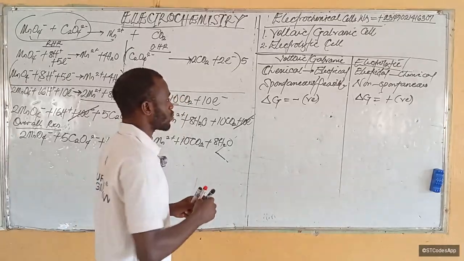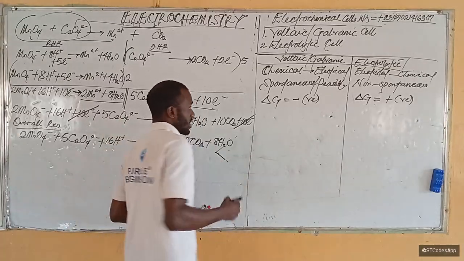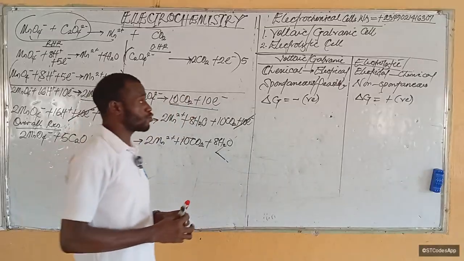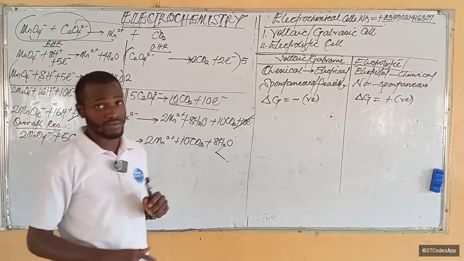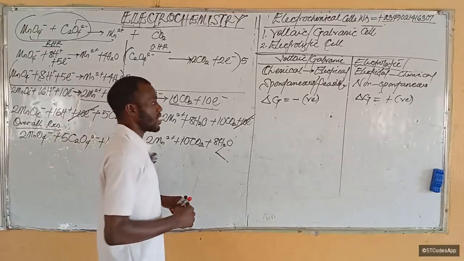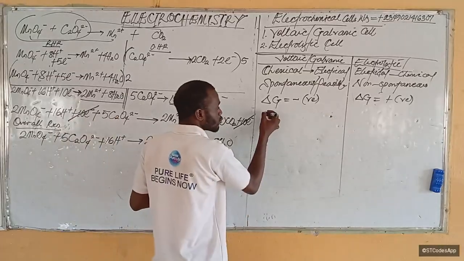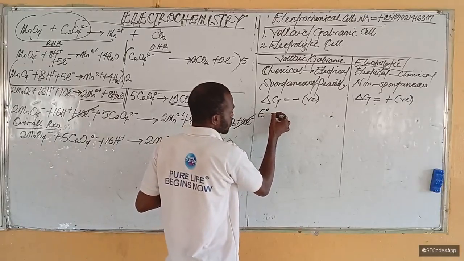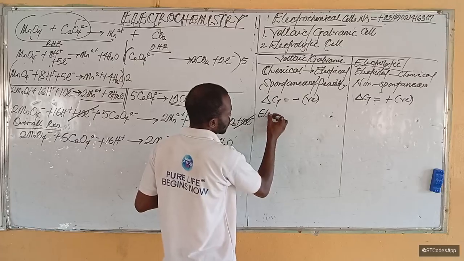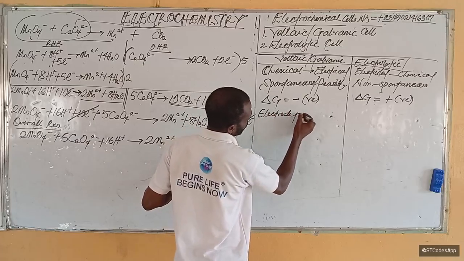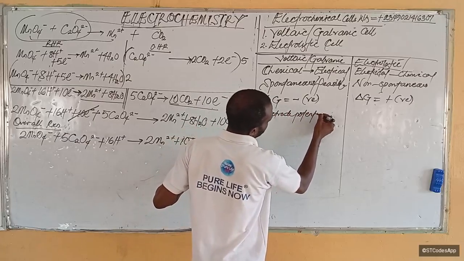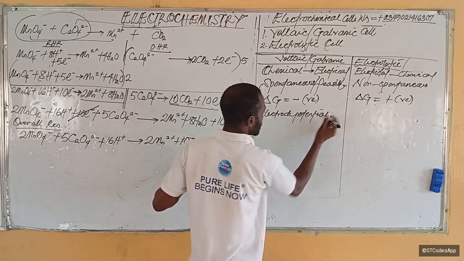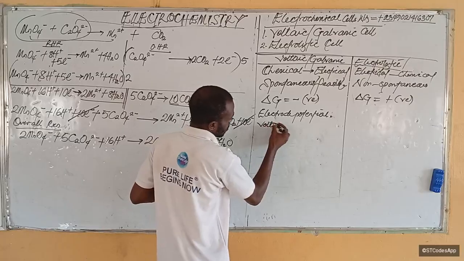Now, another thing you should know is about the electrodes. There's another terminology that we use to denote the spontaneity or feasibility of a reaction. That term is called the electrode potential. In physics, you know it as voltage.